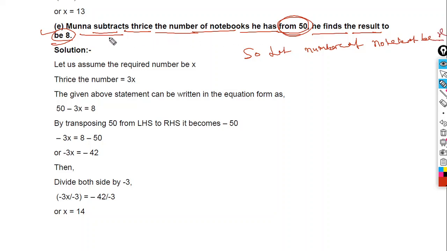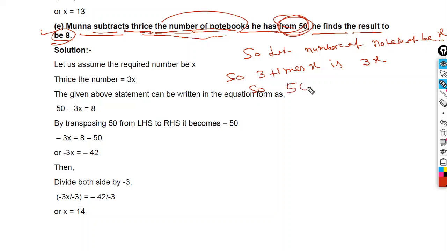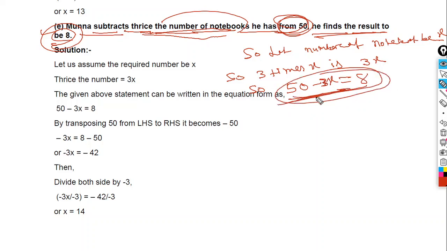Now what is happening? Munna is subtracting thrice the number of notebooks. So 3 times x is 3x. So Munna has subtracted 3 times the number of notebooks he has from 50. So from 50 we have subtracted this 3x. The result is 8. That means 50 minus 3x equals 8. This is our equation. Now we can solve this equation easily.